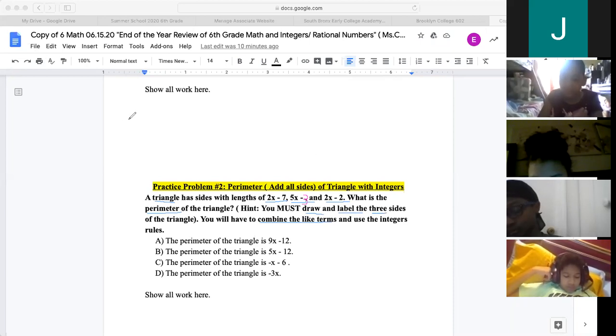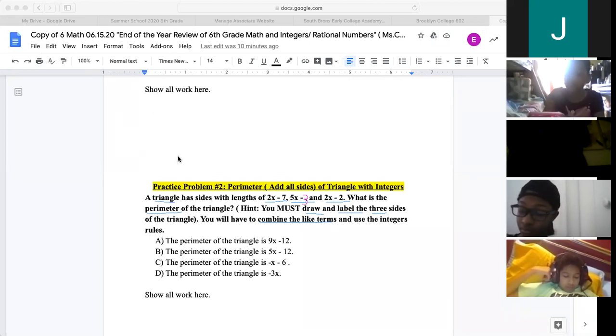Okay, so we're going to have to draw a triangle. I'm not sure if I can do it on here. Demi, are you able to draw a triangle for me?